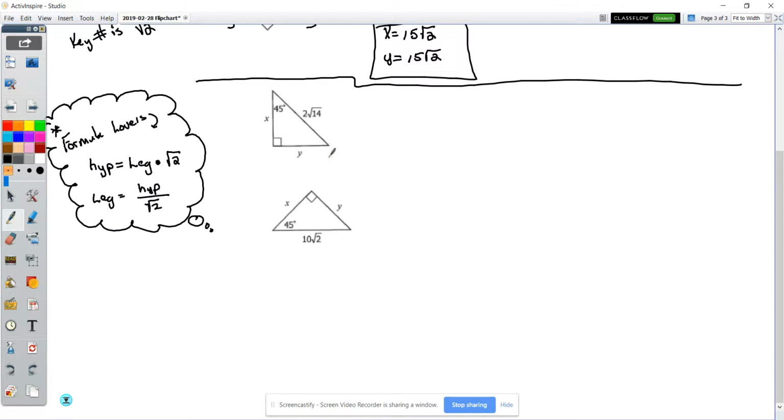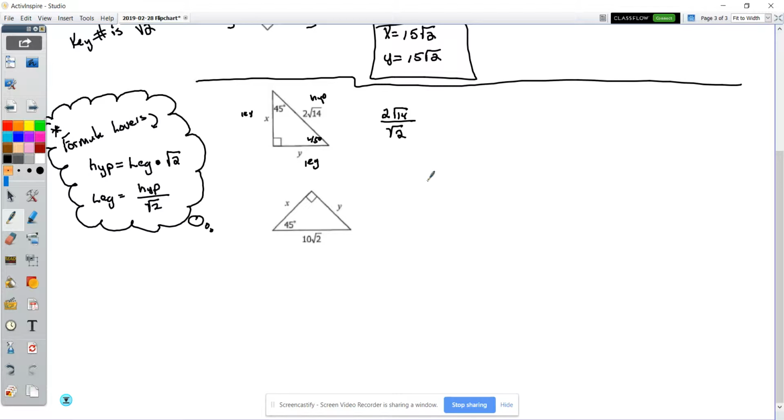All right, let's try this next one here. Okay, so same thing, 45. That would have to be a 45-45-90 triangle. This is my hypotenuse. This is a leg. This is a leg. The leg is square root of 2 times smaller than the hypotenuse. So that means I'm going to take the hypotenuse, 2 times the square root of 14, divide it by the square root of 2, and that's where we're going to go.